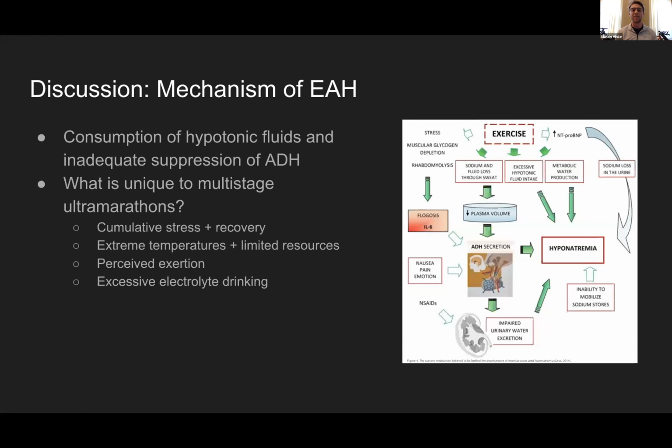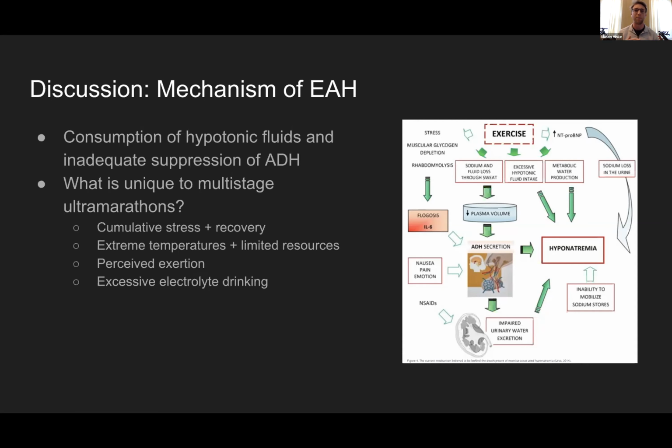So diving into the discussion behind why exercise-associated hyponatremia occurs, we have two factors playing a role here. We have a consumption of excess hypotonic fluids, so too much water, as well as the metabolic creation of water through cellular metabolism. But then we also have inadequate suppression of ADH. And that happens for a various number of reasons.